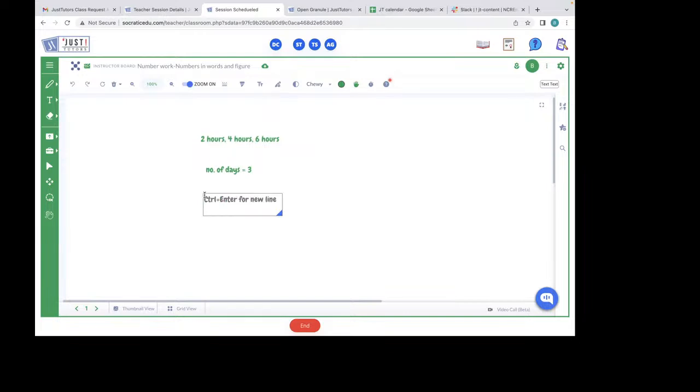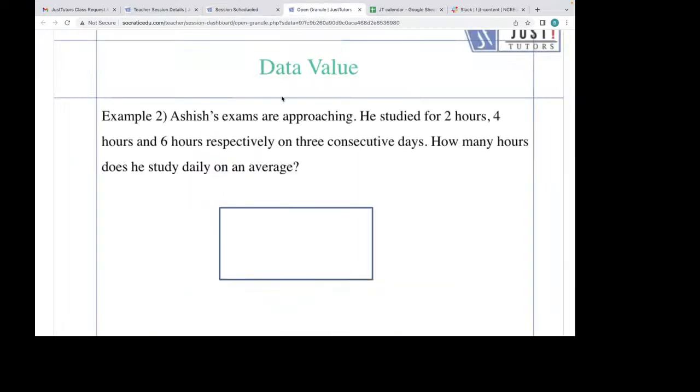Formula क्या है average निकालने का? It is the sum of all the observations divided by the number of observations. So the observations are 2 plus 4 plus 6. What is 2 plus 4 plus 6? 2 plus 4 is 6, then plus 6 is 12. So sum आ गया हमारे पास 12. इसके बाद हमें इसको 12 को किससे डिवाइड करना है? We have to divide this by 3 because 3 is the number of observations. 3 ही तो observations हैं हमारे पास. So 12 divided by 3 is 4. So 4 hours is our mean. Okay, so the answer to this question is 4 hours.